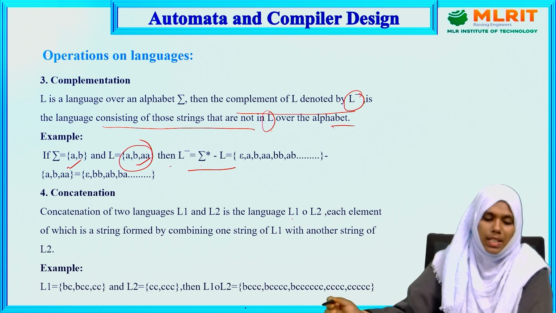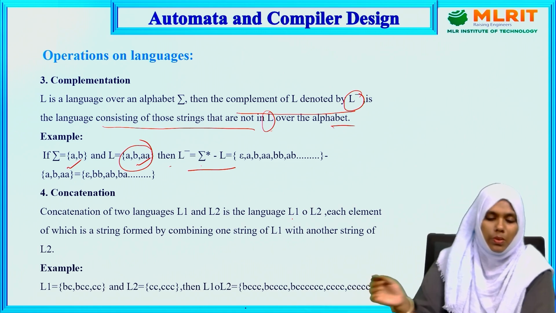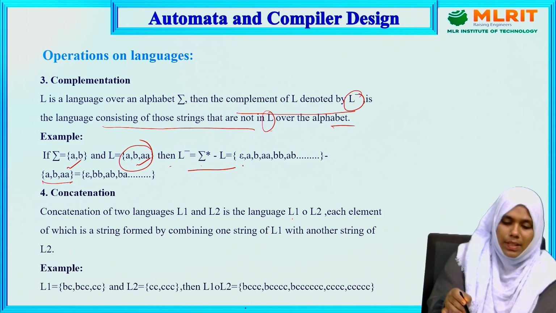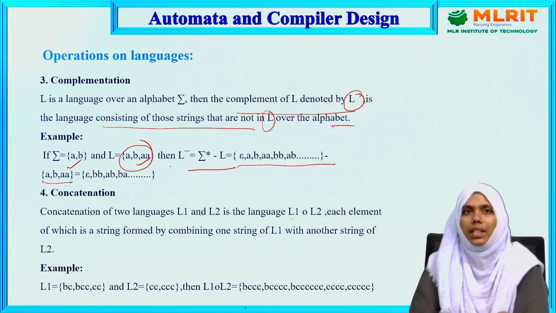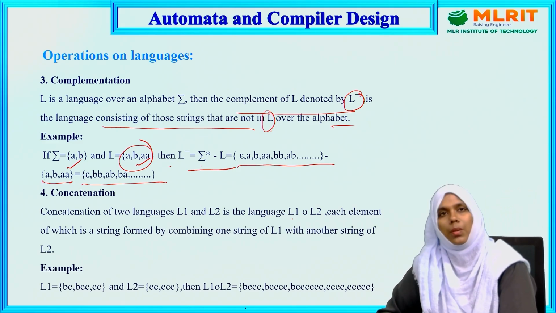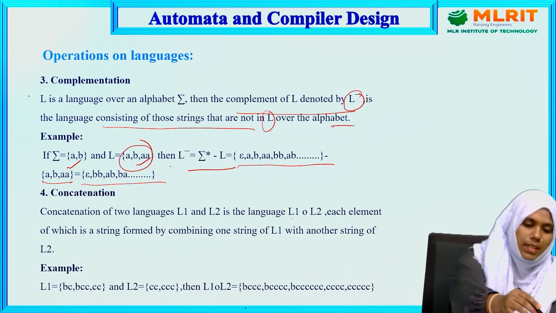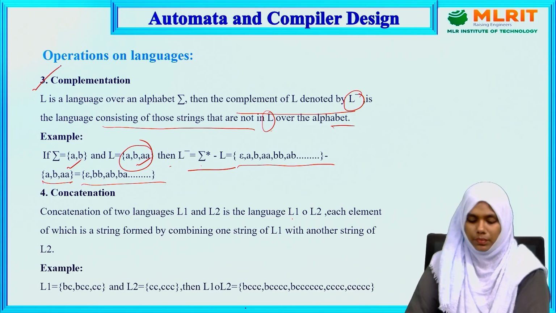Then minus L. What is L? L is nothing but a, b, a. So we have to delete this from this. When we delete that, what is the answer we are getting? Epsilon, comma b, comma ab, ba, and so on. That is the complementation.